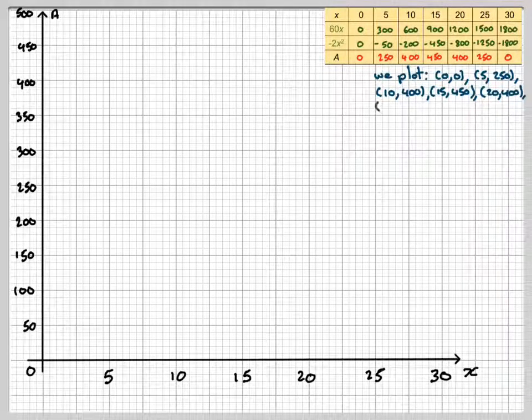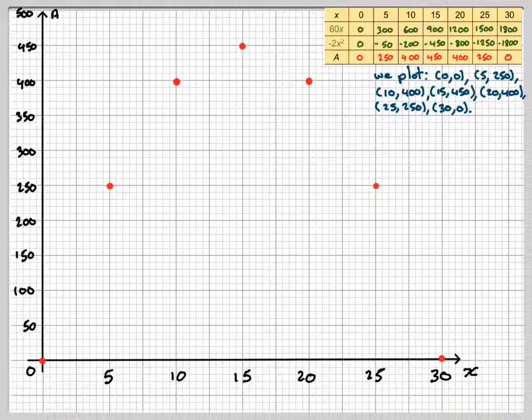Now, plotting the points carefully on the diagram, we're going to plot here 0, 0, 5, 250, 10, 400, 15, 450, 20, 400, 25, 250, and 30 will be 0. So notice we get a nice smooth sort of quadratic.